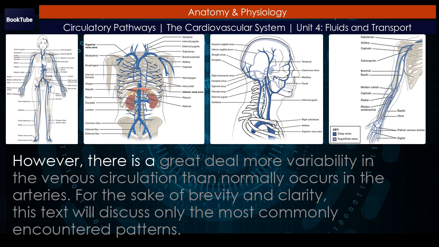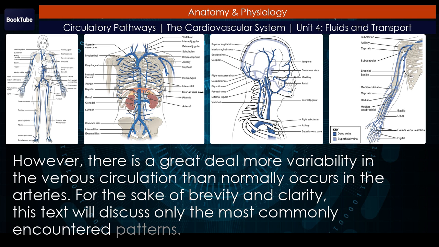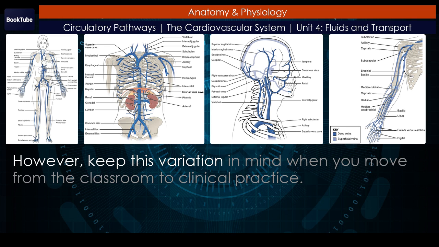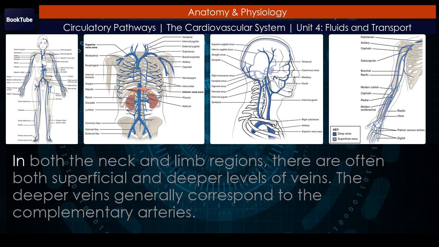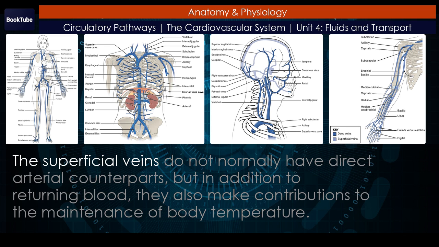However, there is a great deal more variability in the venous circulation than normally occurs in the arteries. For the sake of brevity and clarity, this text will discuss only the most commonly encountered patterns. However, keep this variation in mind when you move from the classroom to clinical practice. In both the neck and limb regions, there are often both superficial and deeper levels of veins. The deeper veins generally correspond to the complementary arteries. The superficial veins do not normally have direct arterial counterparts.